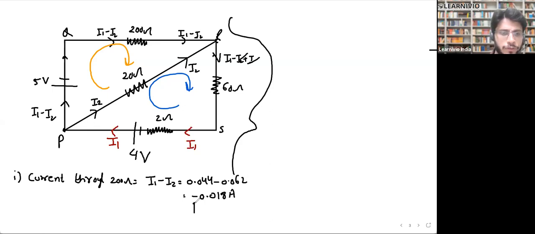Fatma, what is the significance of this negative sign? Direction, yes. The actual direction of current through this 200 ohm resistor is the reverse of the one we have assumed. We assumed that current through this 200 ohm resistor is going to the right hand side, but the actual direction is reverse. So this negative sign simply tells that the actual direction of current is reverse.